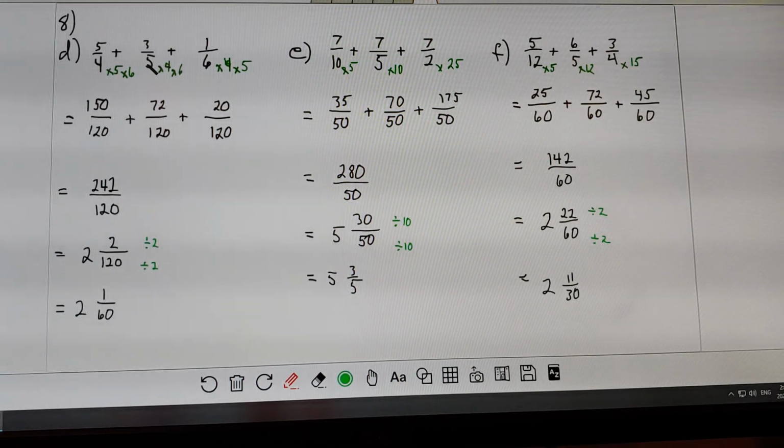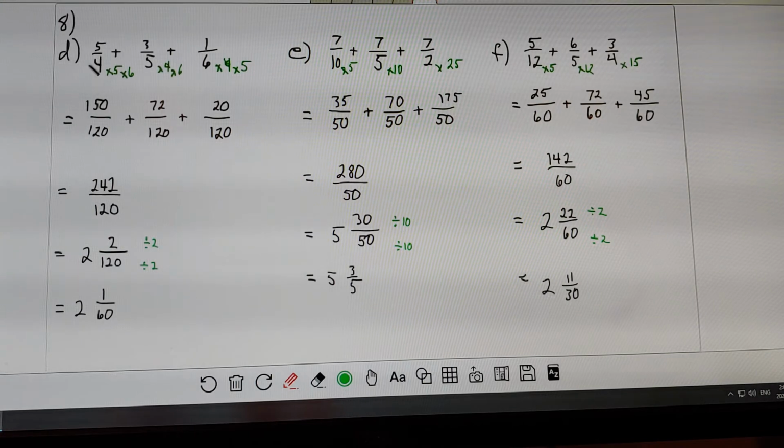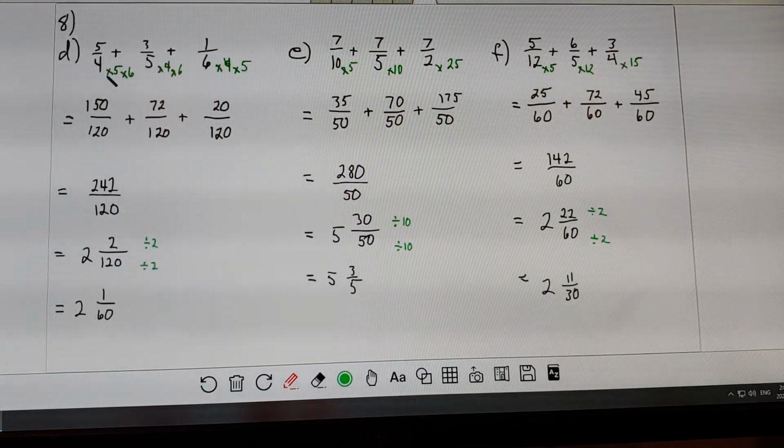We could check. 4 times 5 is 20. 20 is not a multiple of 6. I could do 6 times 5 for 30. 4 is not a multiple, or 30 is not a multiple of 4. And I can do 6 times 4 for 24.